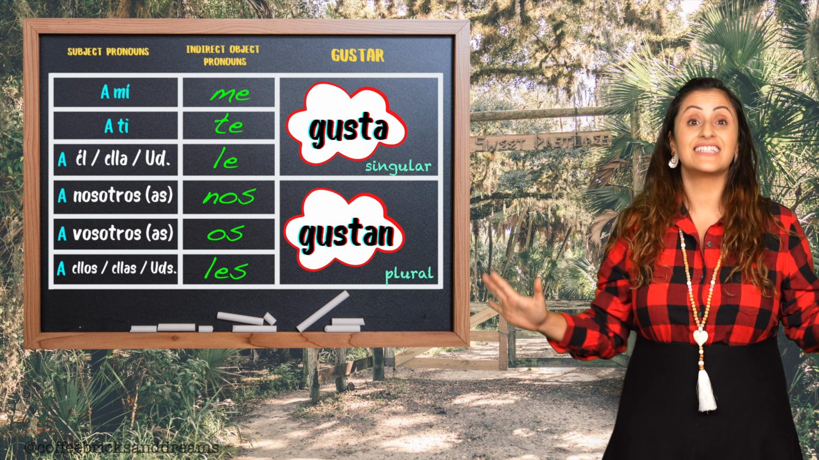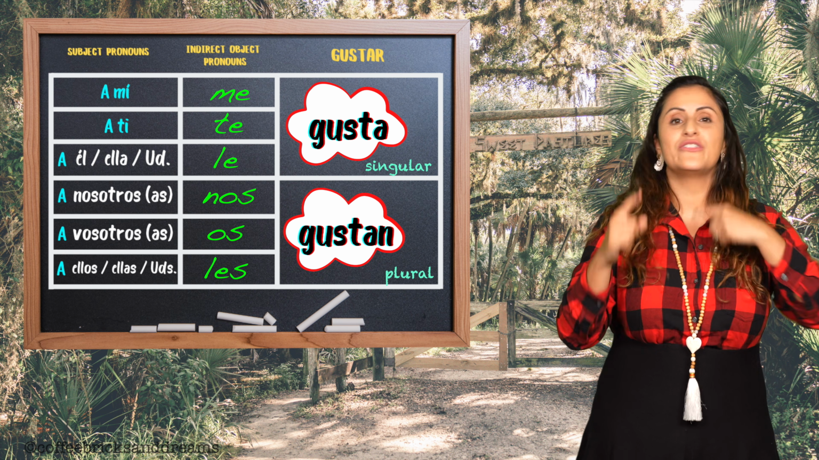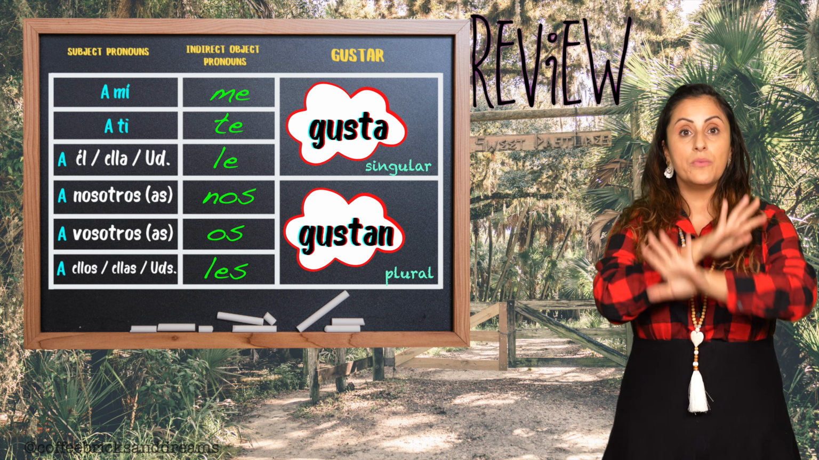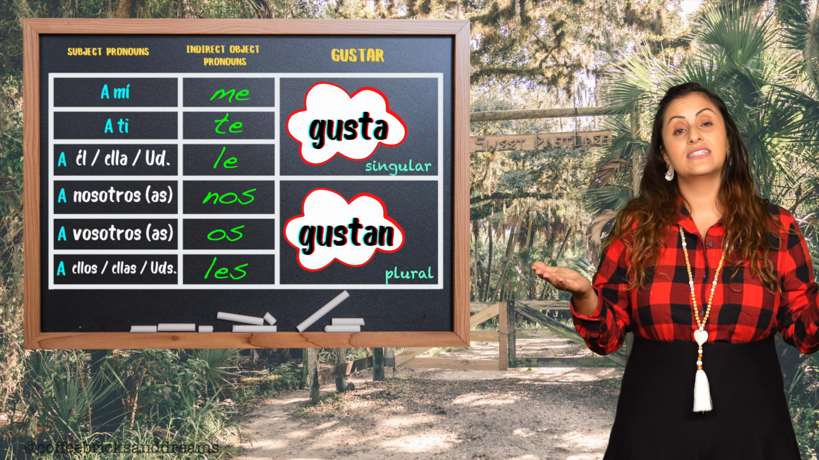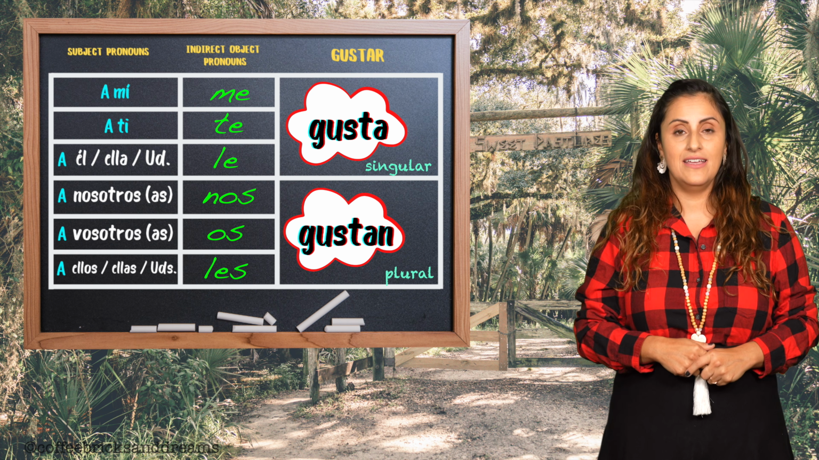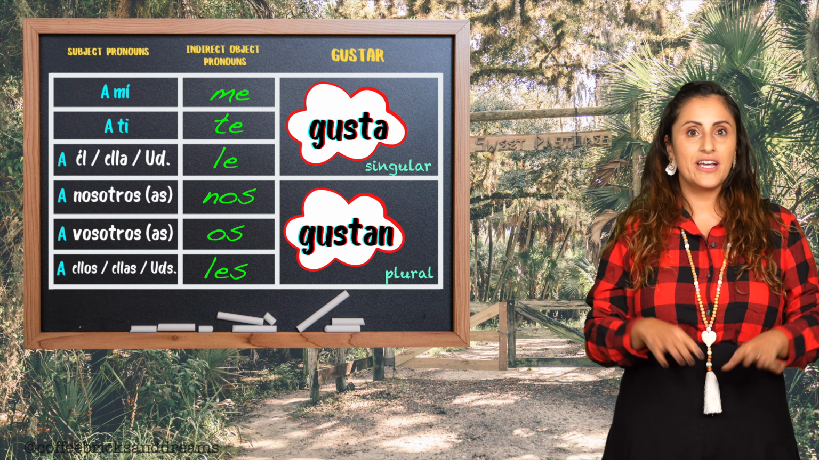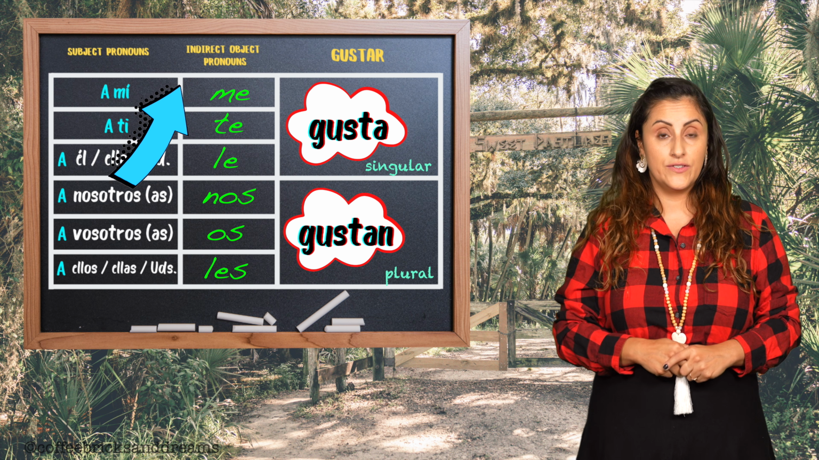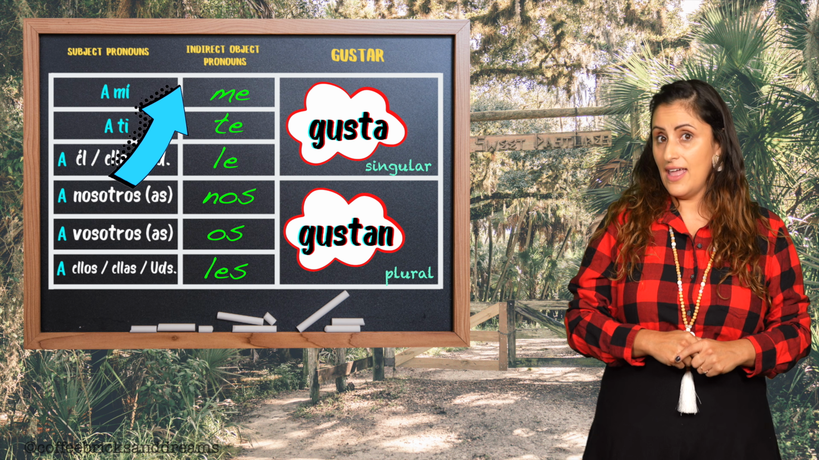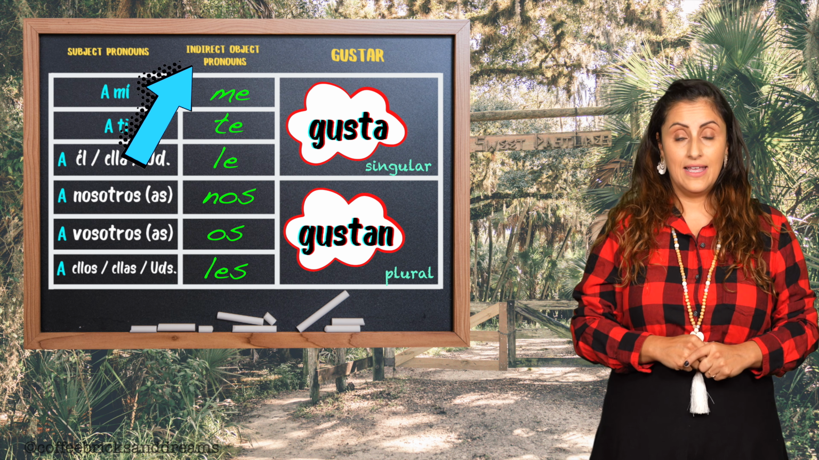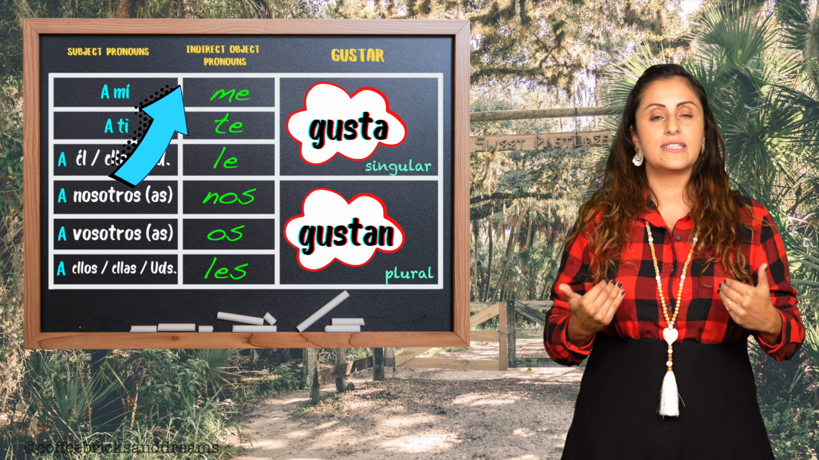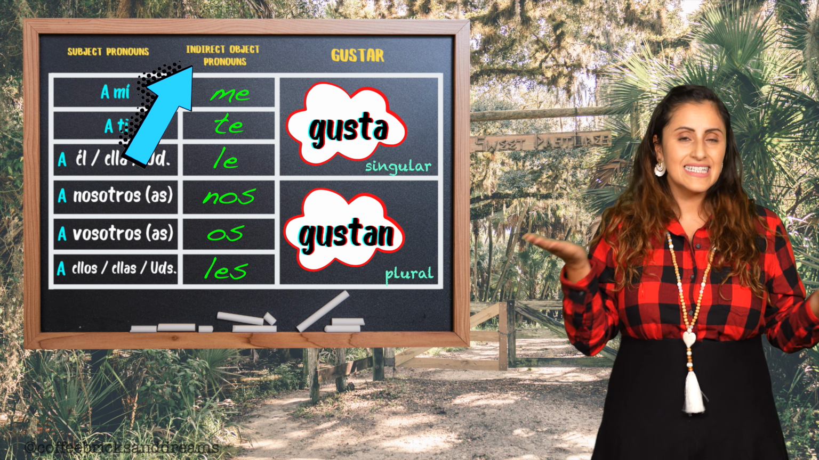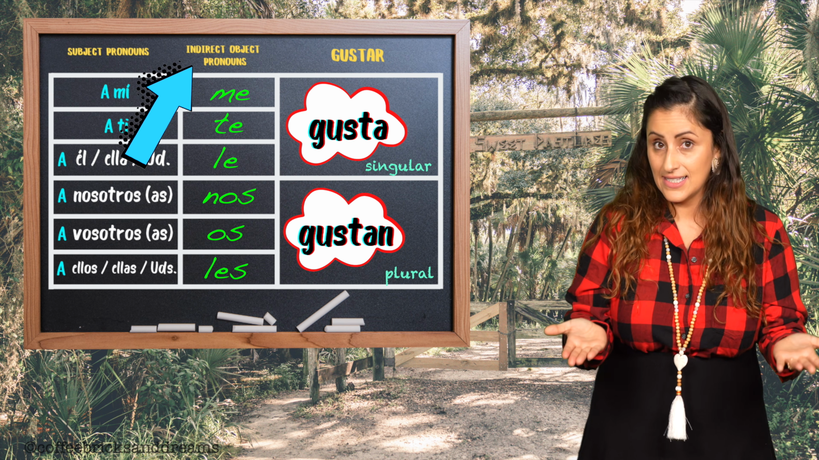That was a lot that we just learned together. So let's do a super quick review to make sure that you have all of this under control. If you want to say you like something, you are going to use what we call indirect object pronouns. They are me, te, le, nos, os, les. That's going to be used depending on who is receiving the action, or in this case, who is liking something.